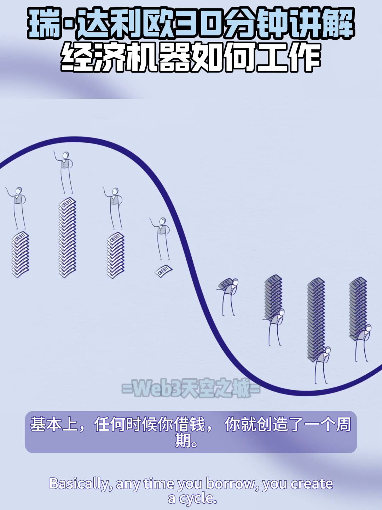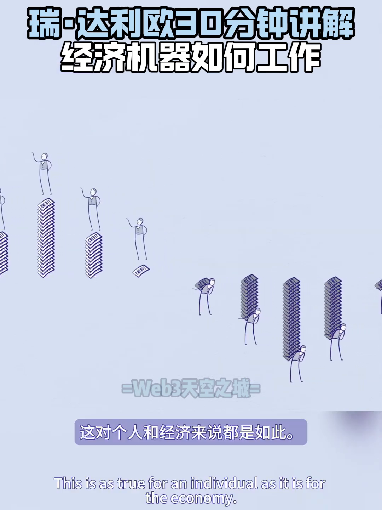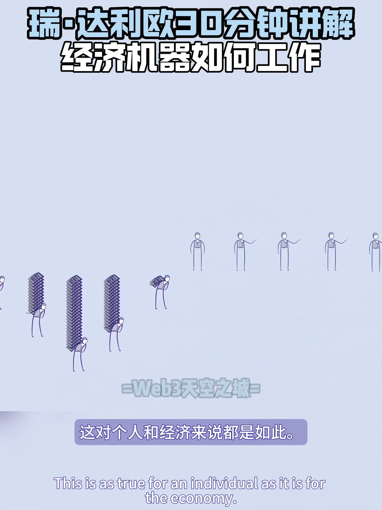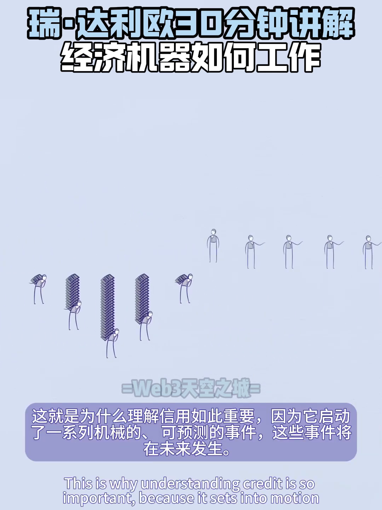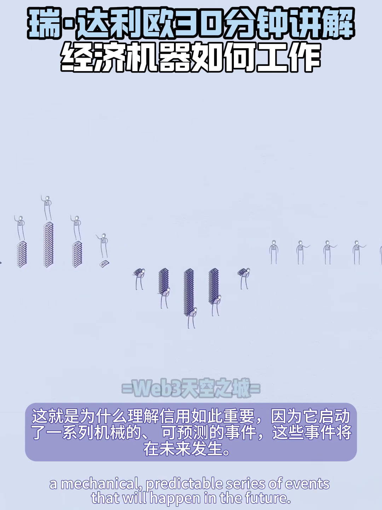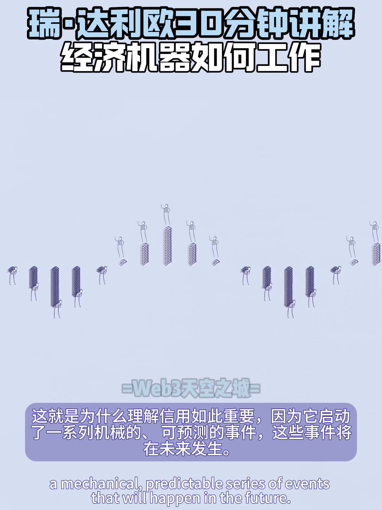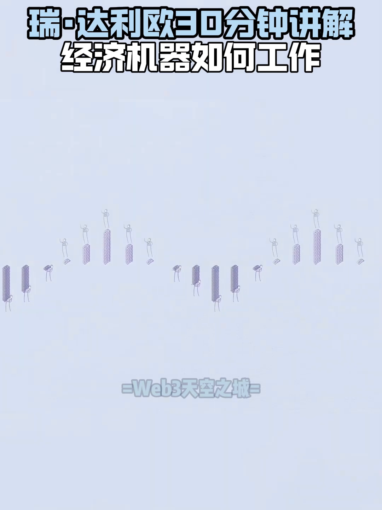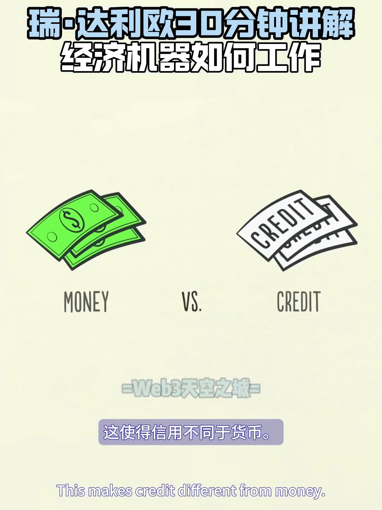Basically, anytime you borrow, you create a cycle. This is as true for an individual as it is for the economy. This is why understanding credit is so important, because it sets into motion a mechanical, predictable series of events that will happen in the future. This makes credit different from money.